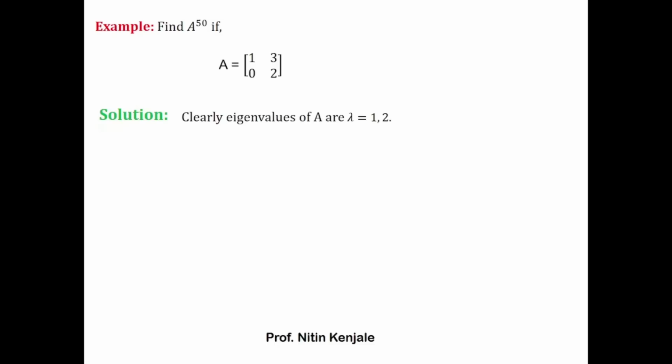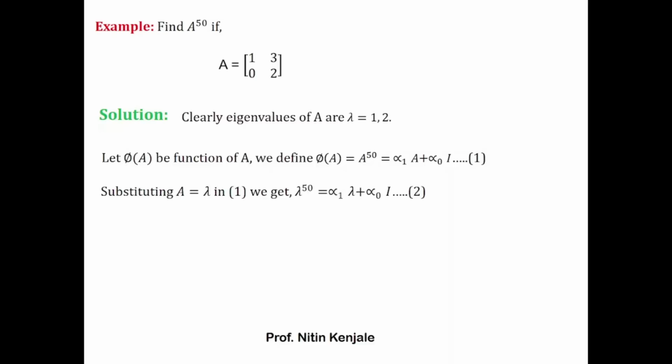Also, since A is a 2 cross 2 matrix, function of A can be written as phi of A is equal to A raised to 50, because we need to find A raised to 50 here. So function of A, A raised to 50, is equal to alpha 1 A plus alpha naught I, where alpha naught and alpha 1 are unknown constants. Now we will replace A by lambda because lambda is characteristic value of A. So we will get equation lambda raised to 50 is equal to alpha 1 lambda plus alpha naught. We label this equation as 1 and this equation as 2.